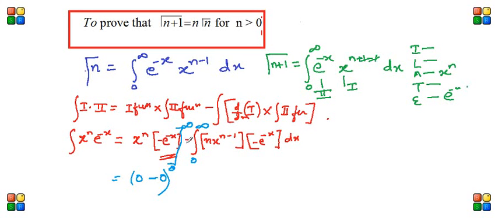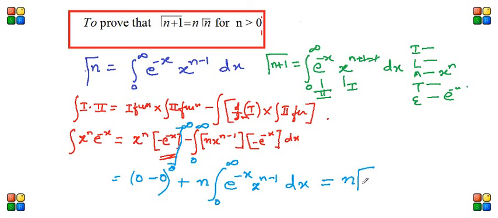This is minus into minus is plus, please note plus, and n is constant, let it come outside. Whatever is remaining looks like a very familiar thing, that is e raised to minus x, x raised to n minus 1 dx, and this is nothing but gamma of n according to definition. So the solution will be n gamma n.